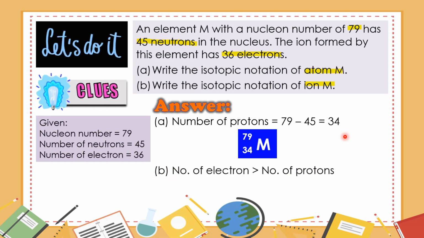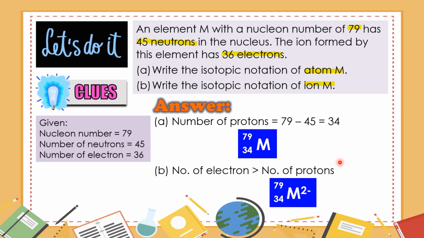Next, for the isotopic notation of ion M, we have to compare the number of electrons with the number of protons. Since the number of electrons is greater than the number of protons, the ion is a negative ion. So we can write the isotopic notation of ion M as follows.